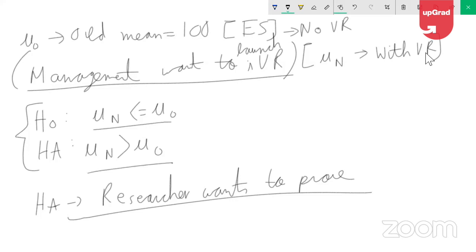This is the first and foremost thing that we define in any hypothesis testing problem. What is my hypothesis? What is my question? And then I go back and collect data. I hope all of you are clear with this. Why mu_n is greater than mu_0? I get a lot of conflicting answers in the chat, but I hope you're all clear.